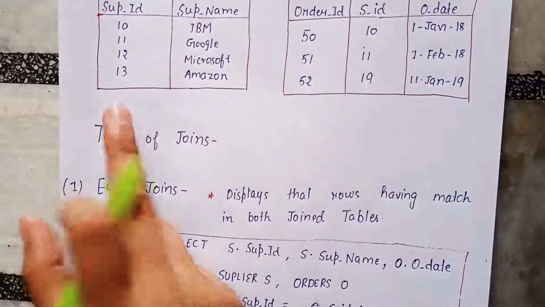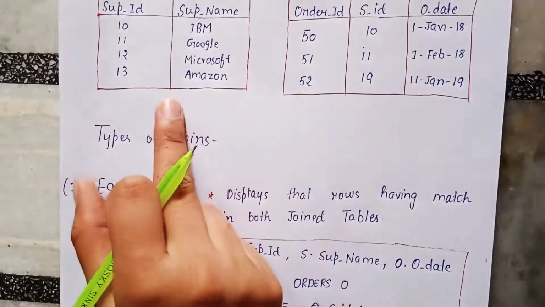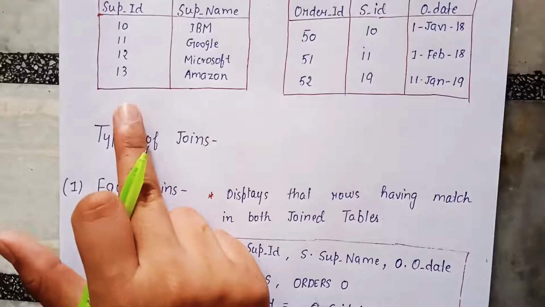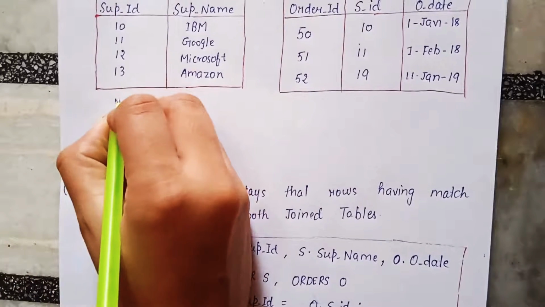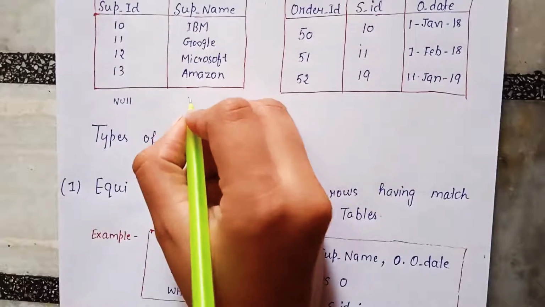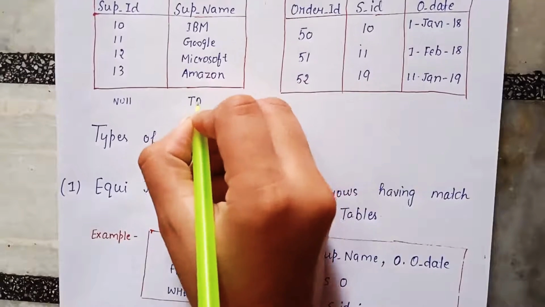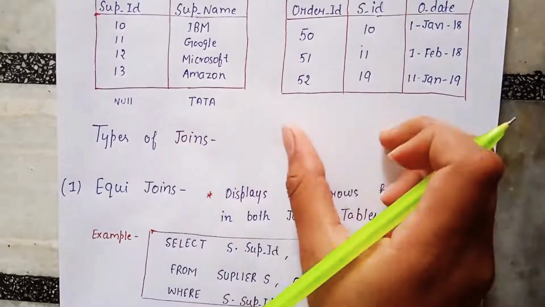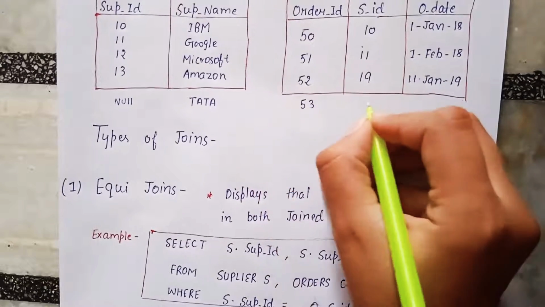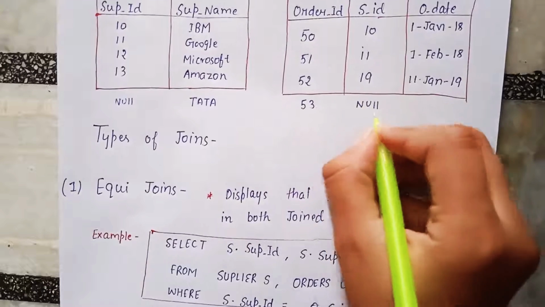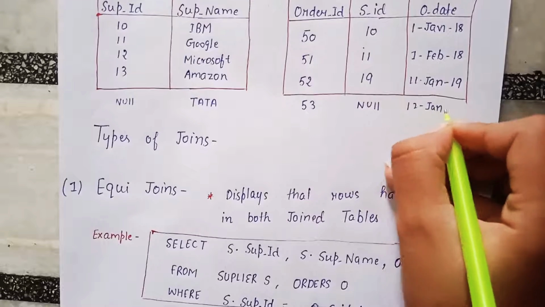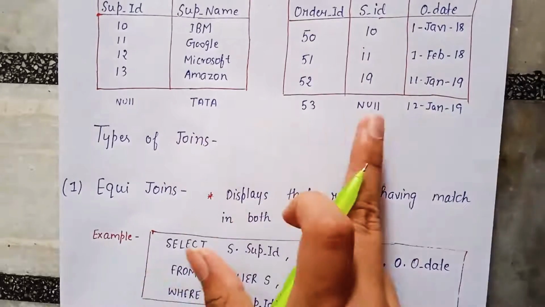I'm storing a record in this supplier table having this data item as a null. We do not have any value in this, so it is a null. And over here I have written Tata. Now one more record I will store in this table also. Here the order ID will be 13 and it is also null. We do not store anything over here, and 12 Jan 19. So these are the two records that I have written over here.